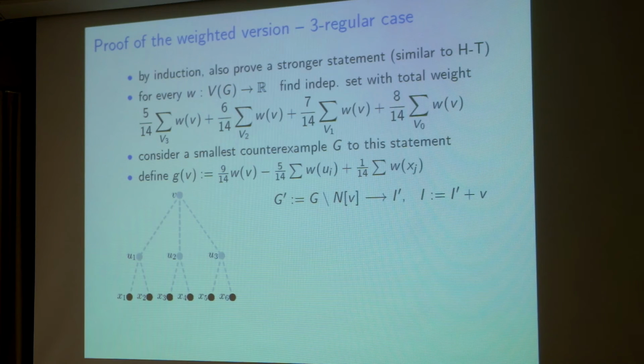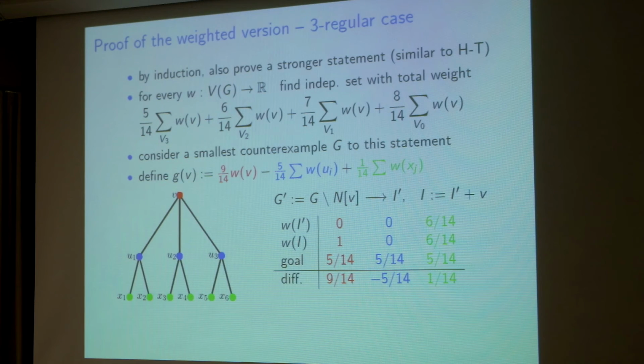So what will be our idea? Our idea would be, well, let's remove vertex V and its neighbors, apply the induction hypothesis to get a weighted independent set on the remaining graph G prime. Let's take the independent set from the induction hypothesis and add the vertex V.